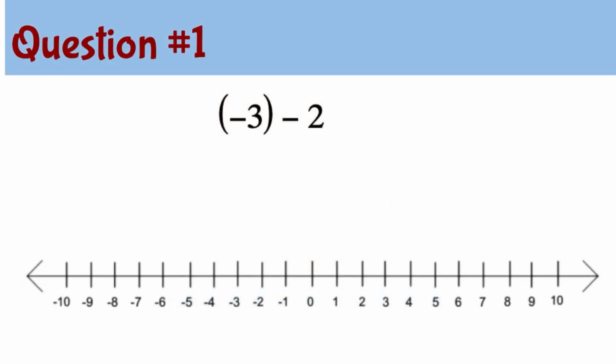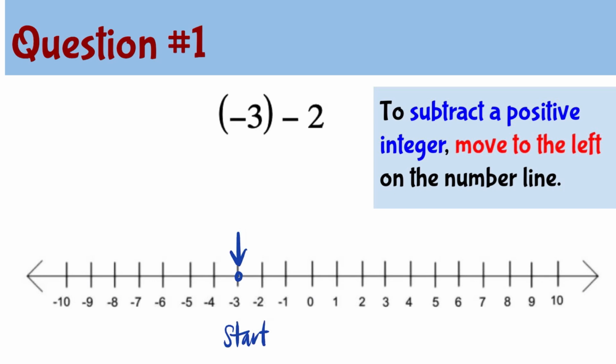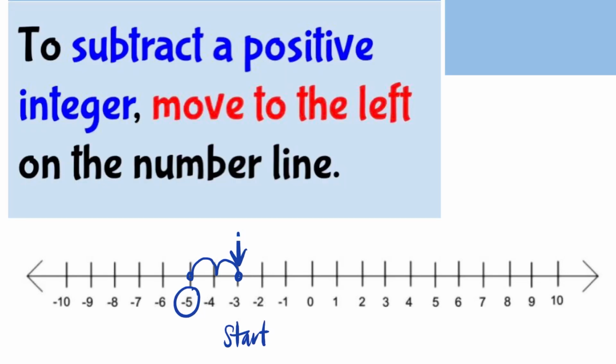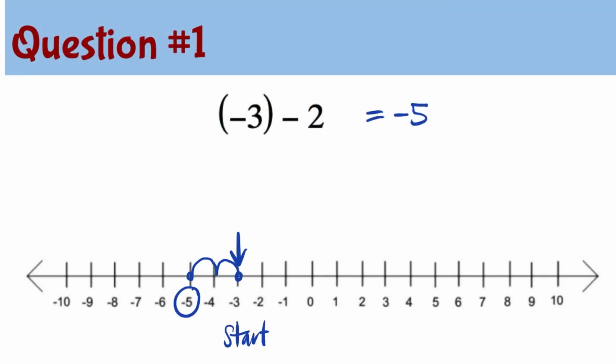Question number 1. -3 minus 2. For this problem, our starting point is at -3. And since we're subtracting a positive integer 2, we need to move to the left on the number line. So this means from -3, we need to move 2 units to the left. So the answer for this problem is -5. Again, to subtract a positive integer, move to the left on the number line.